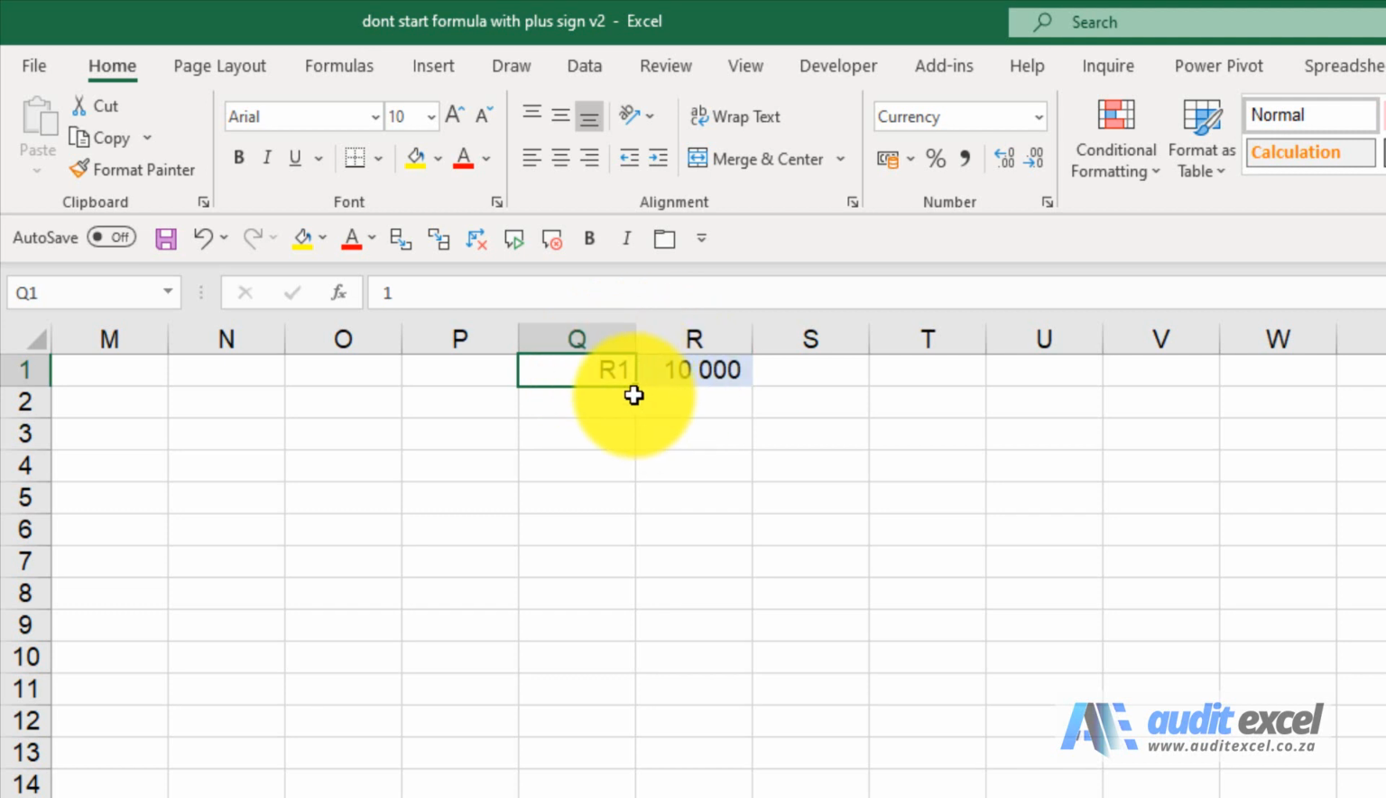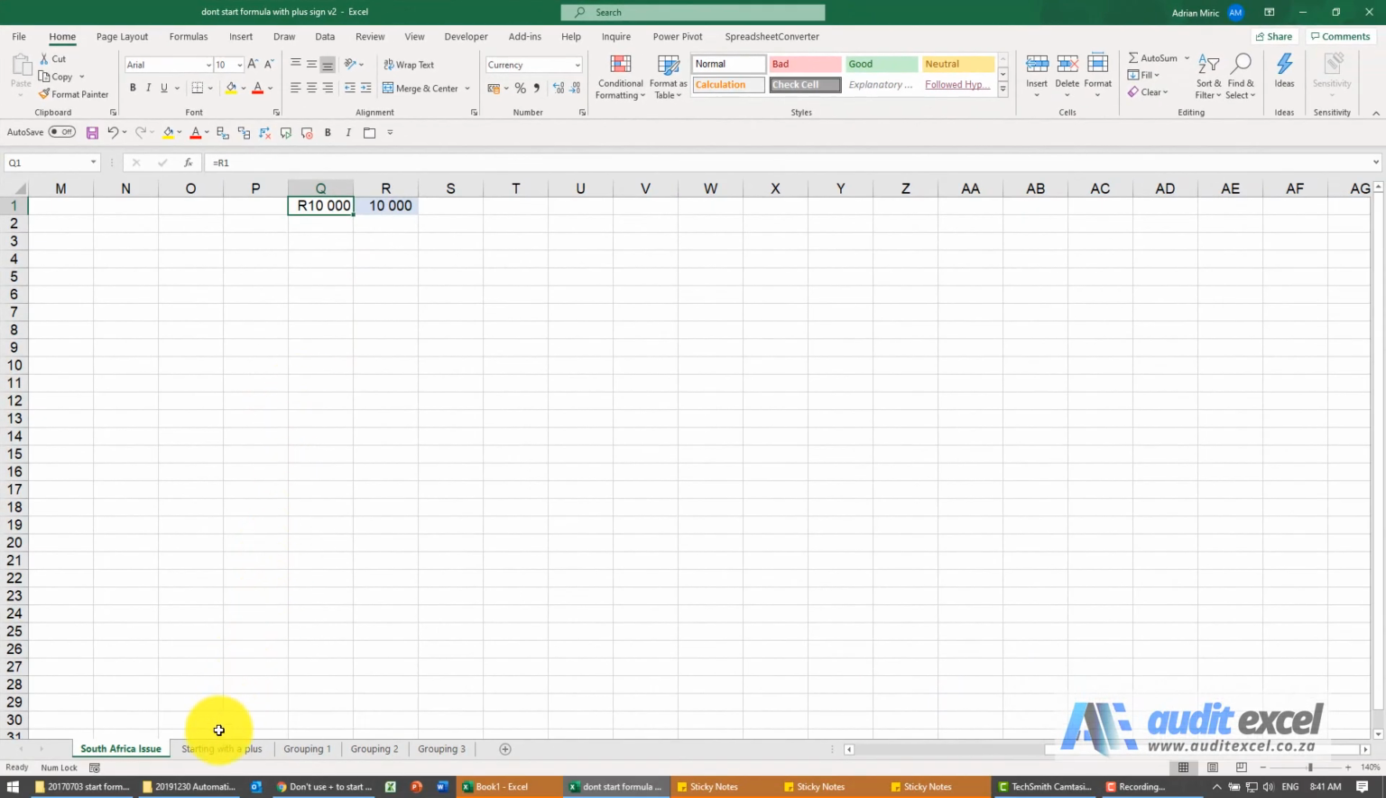So that can cause problems. So always start with the equal sign. When I say equals that cell, you'll see it gets it correct.